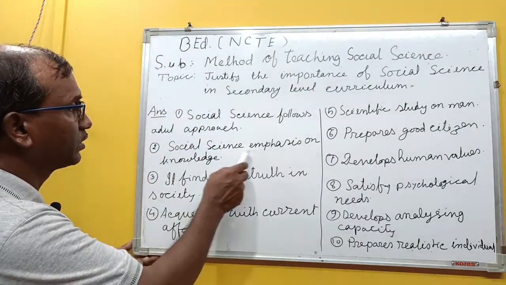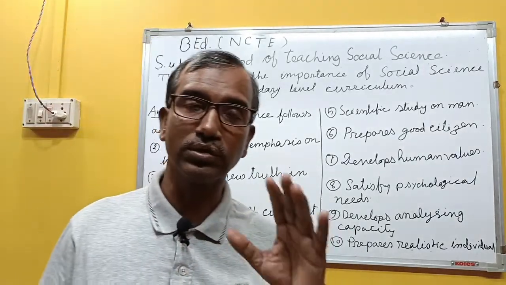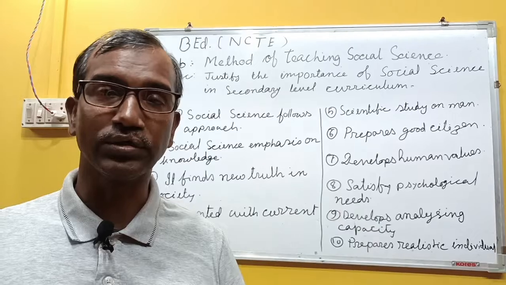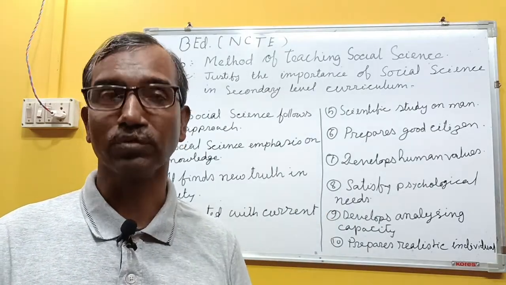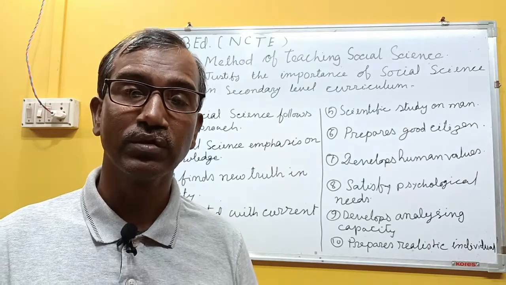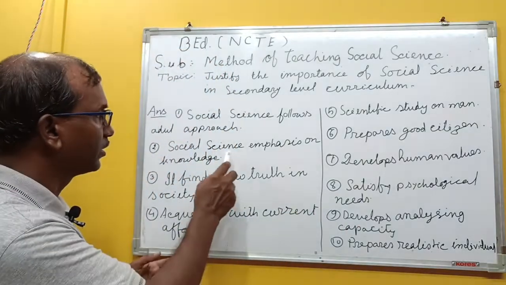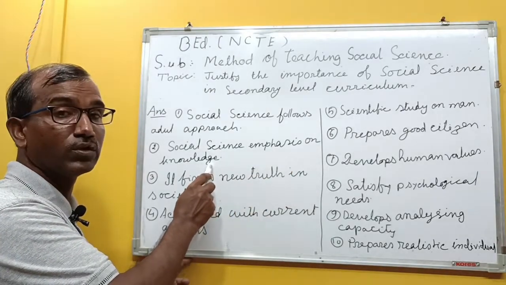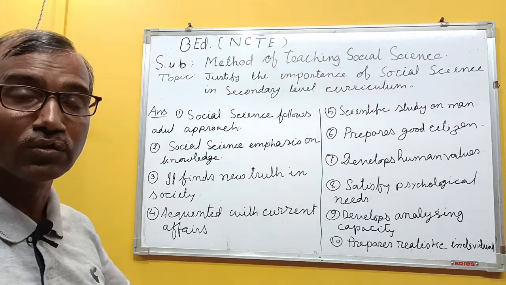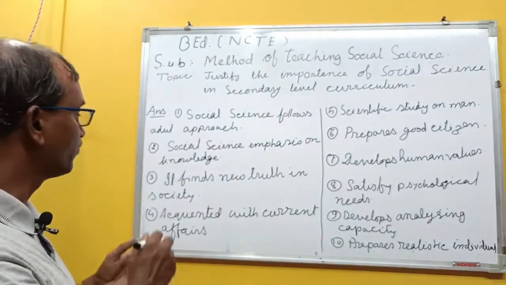Number 2, social science emphasizes knowledge. As we know, social science includes history, economics, civics, geography and so on. So definitely social science emphasizes development of knowledge of children of different areas related to our society.